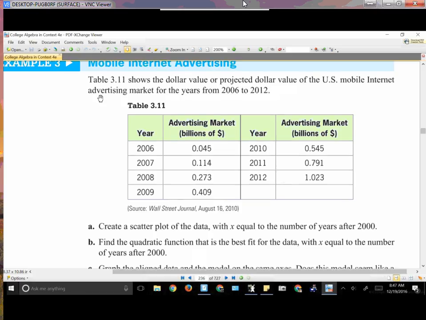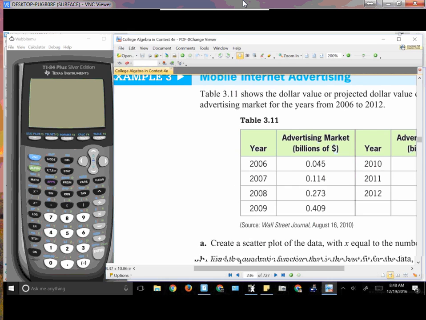Okay. This table shows the dollar amount or projected value, dollar value of the U.S. Internet mobile advertising market from 2006 to 2012. Okay. Create a scatter plot of the data. Now again, we've talked about this idea of after a certain period of time. This is after the year 2000. So, grab the calculator. Time to have some fun.